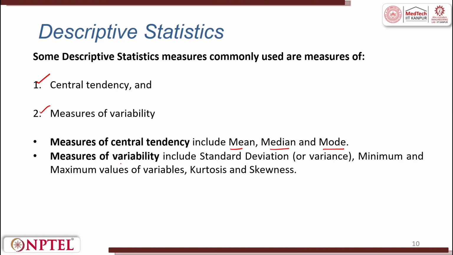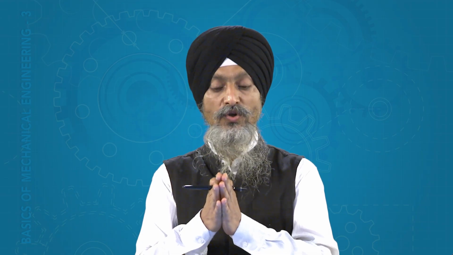Then across the center we have variability, that is we talk about standard deviation or variance, minimum and maximum values, kurtosis and skewness. From the center, what is the spread? Mean could be whatever we have taken. Suppose mean was 2.5 micrometers of the roughness value. The standard deviation could be a large spread or a very small spread. It could be varying from 2 micrometers to 3 micrometers, average is 2.5 micrometers. It could be varying from 0.5 micrometers to 4.5 micrometers, but the average is 2.5 micrometers.